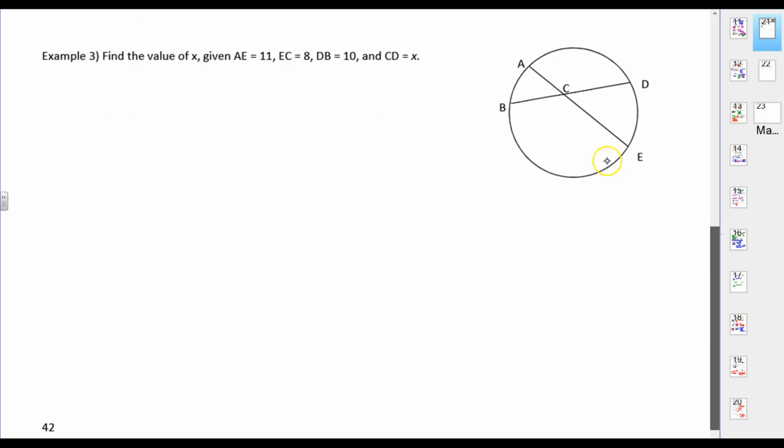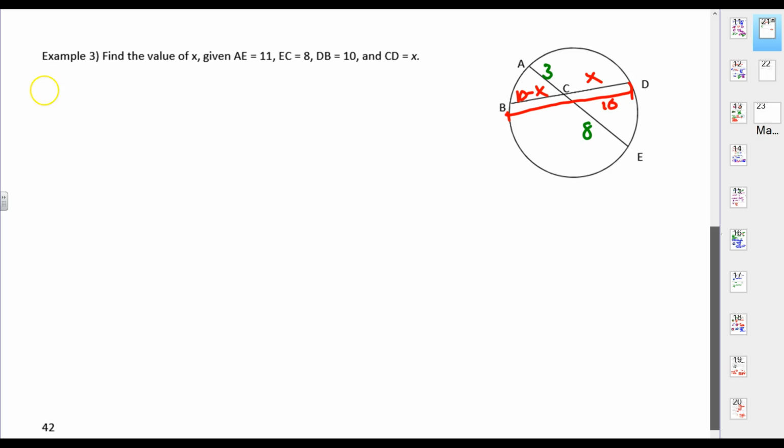If I know that A to E is 11 and E to C is 8, well, again, guys, if A to E is 11 and this is 8, that means A to C must be 3. And then I know that DB, so that's my whole length here, is 10. So from here to here is 10. And CD is X. Well, that would make BC 10 minus X. I want to find the value of X.